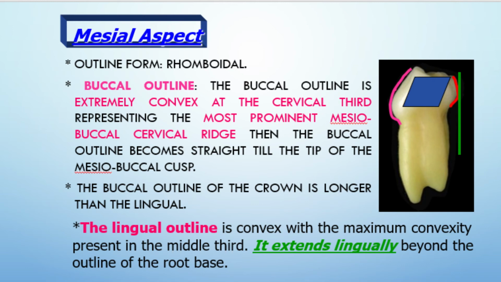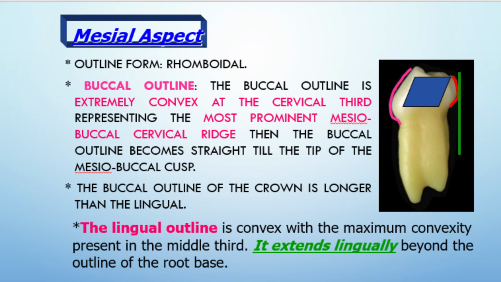Looking at the buccal outline, the cervical third is extremely convex, and the mesiobuccal is prominent cervically. Due to the prominent mesiobuccal cervically, the view is very bulging. Then the buccal outline becomes straight till the tip of the mesiobuccal cusp. So, very convex, then straight. The buccal outline of the crown is longer than the lingual, from here to here, and lingually from here to here.